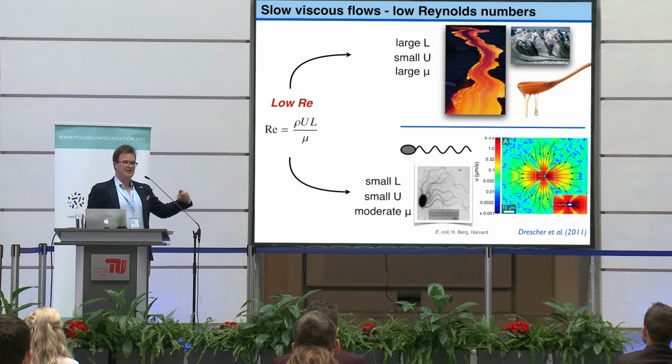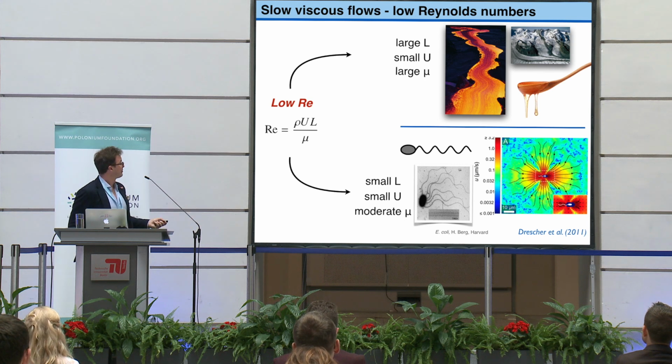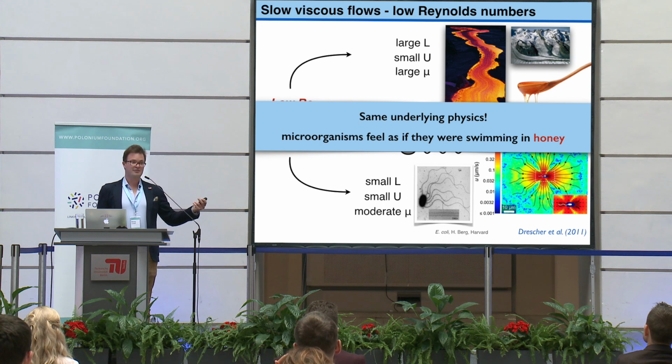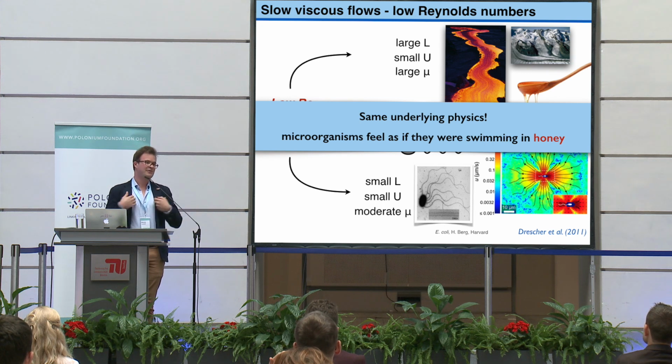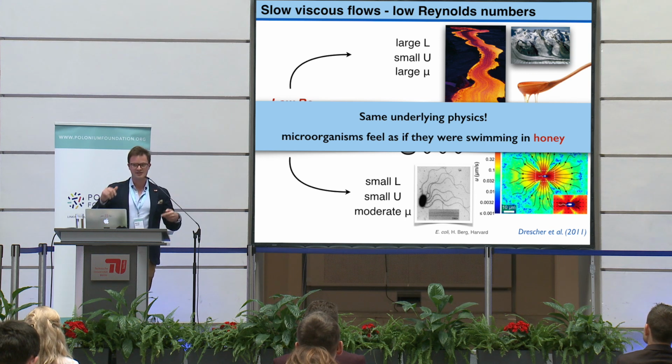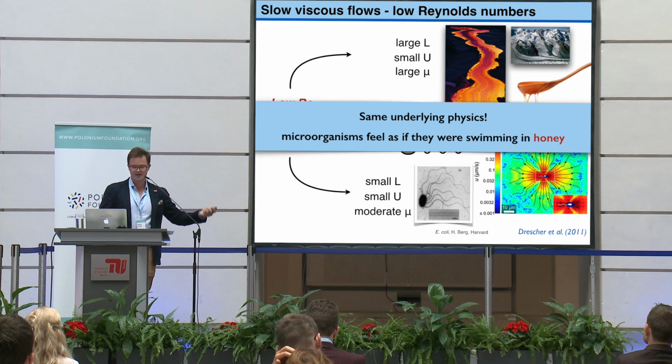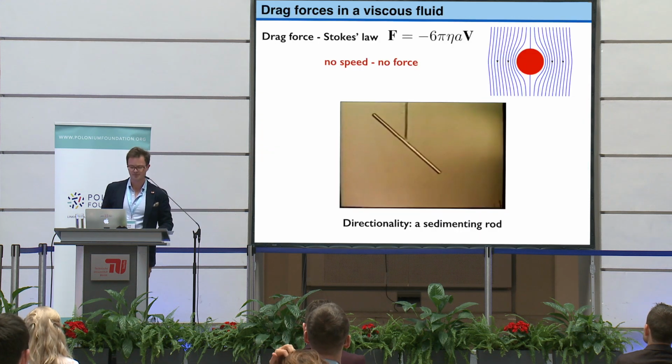They look similar. They have a similar character. The conclusion for us is that the same underlying physics means that microorganisms feel as if they were swimming in honey. If we were swimming in honey, we would feel roughly the same way as they do. That imposes very serious limitations on their motion, and that's why they look different from, let's say, swimming fish. They use different strategies to propel.